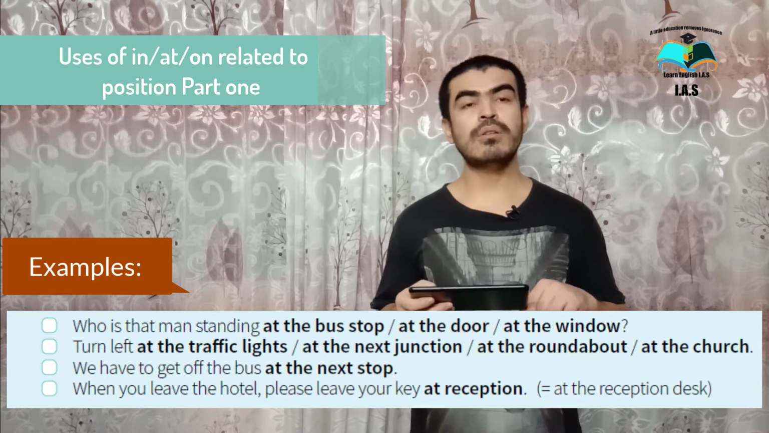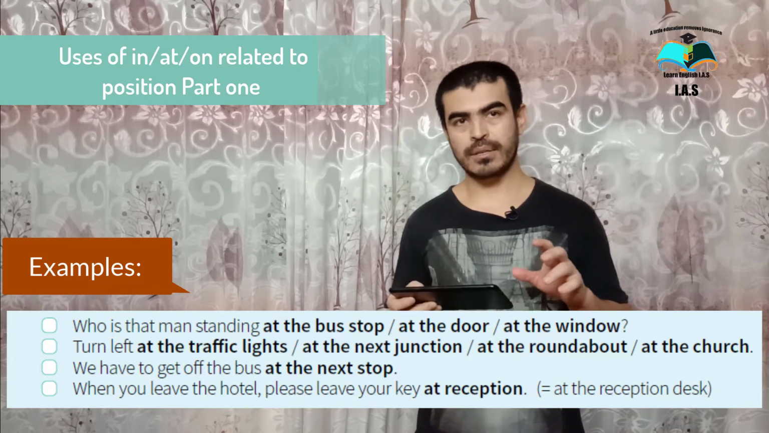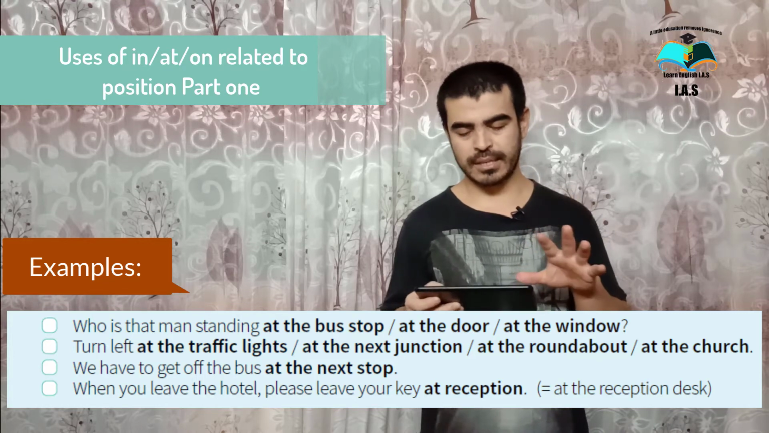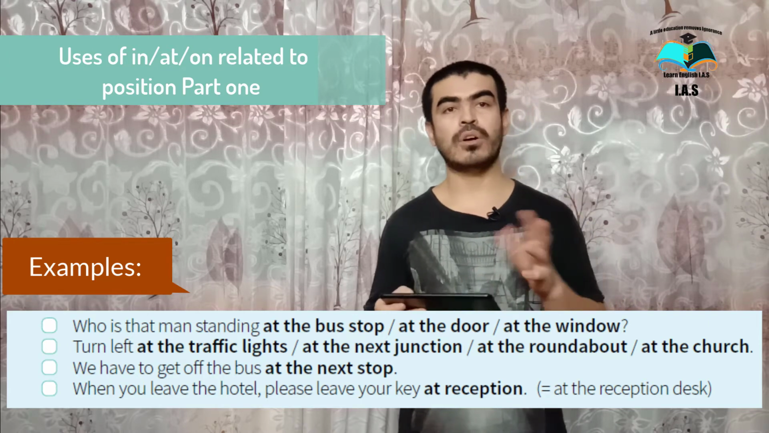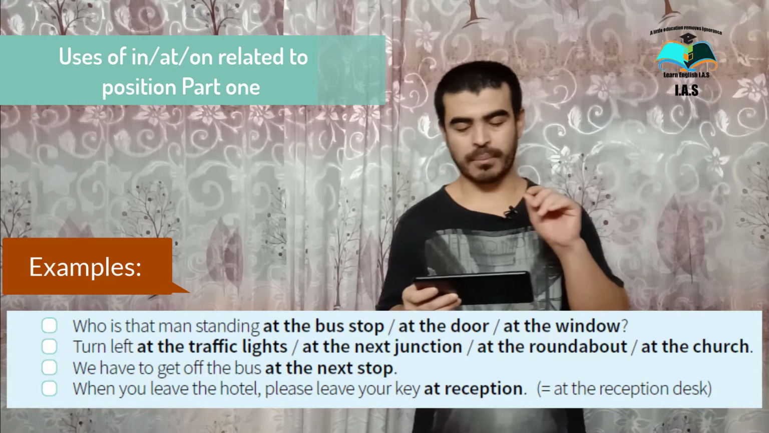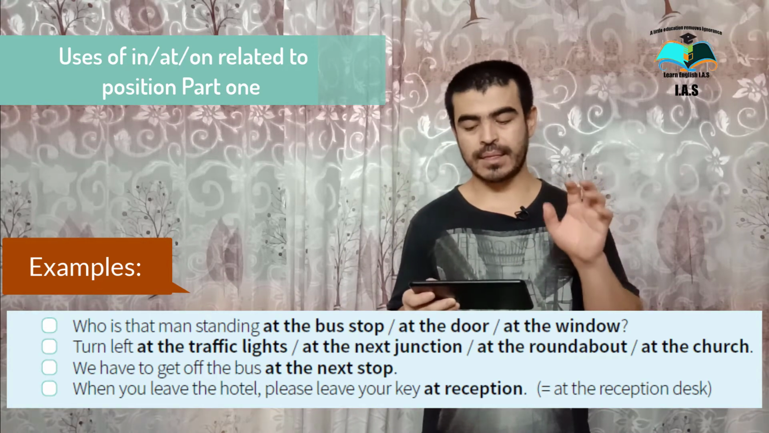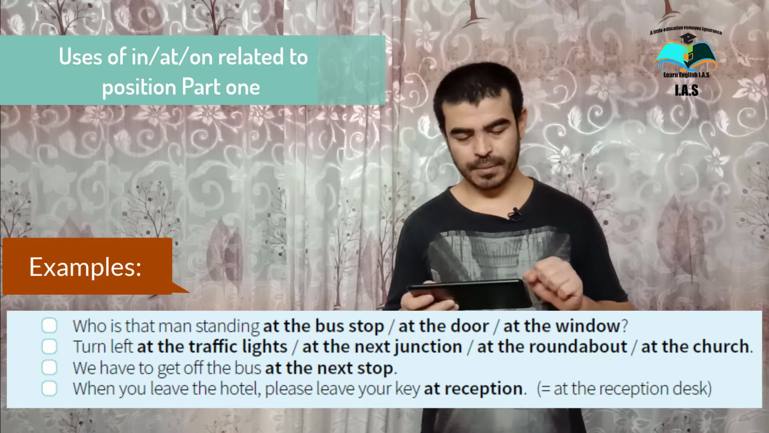Next sentence: turn left at the traffic lights or at the next junction. Those are traffic lights, the next junction, the roundabout, the church. We can use at before them: at the traffic lights, at the next junction, at the roundabout, or at the church.